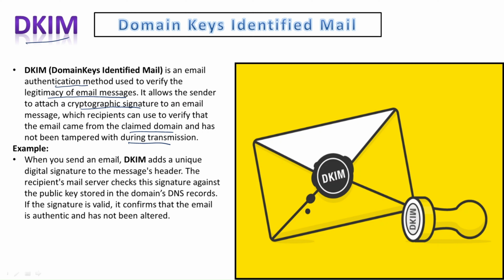For example, when you send an email, DKIM adds a unique digital signature to the message header. The recipient's mail server checks this signature against the public key stored in the domain's DNS records. If the signature is valid, it confirms that the email is authentic and has not been altered.